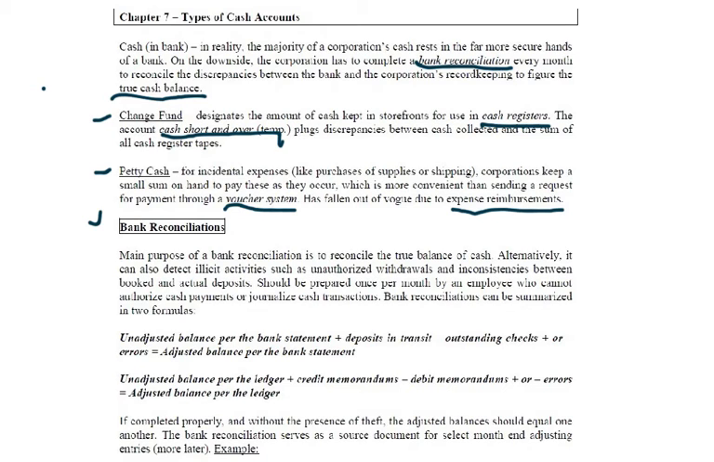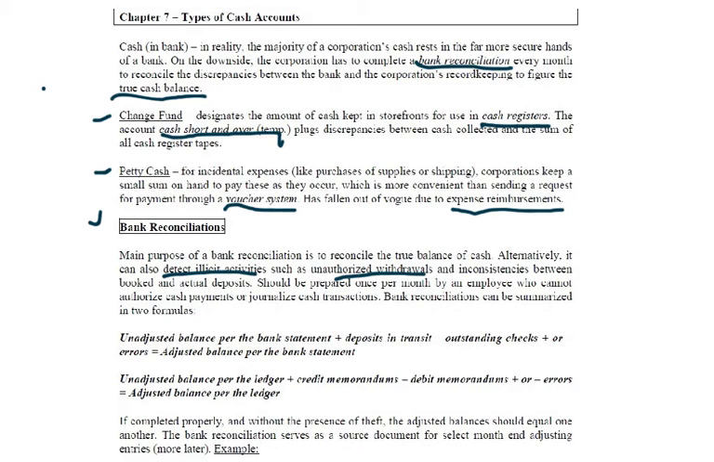Now, again, alternately, what can this reconciliation also do? It can detect illicit activities, such as any unauthorized withdrawals, inconsistencies between booked and actual deposits. Again, this is more about the internal controls here. What we're trying to do is make sure that we're safeguarding our cash.